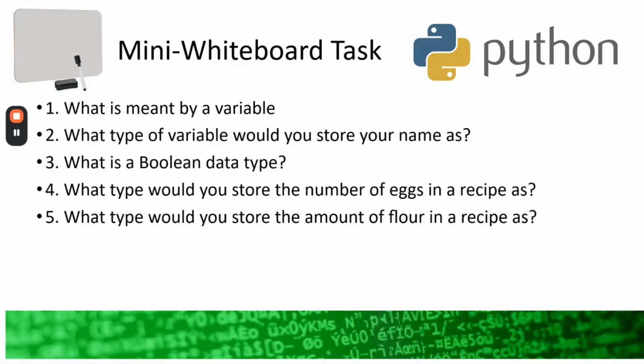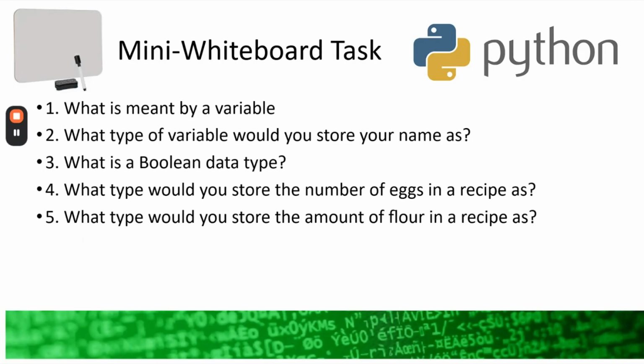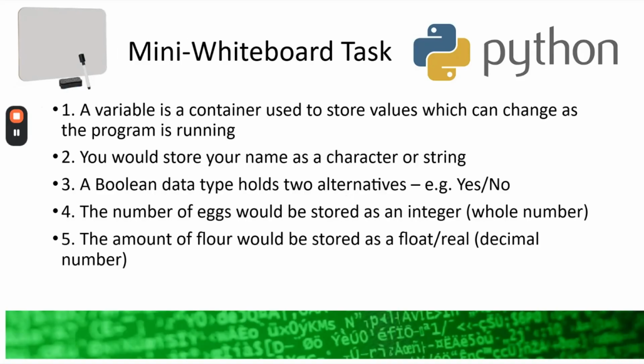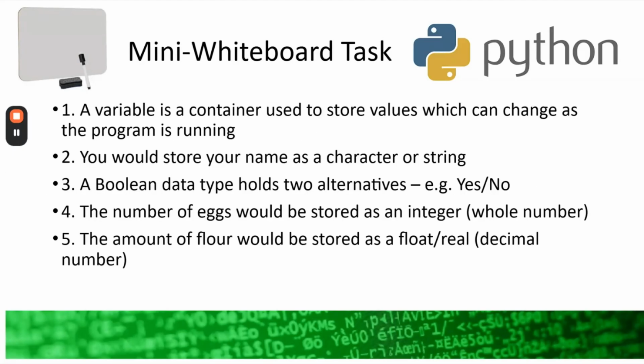What's a Boolean data type? Now, we have mentioned those as we've been going through. Boolean data types are ones that hold 2 alternatives, true, false, yes, no, that sort of thing. The next one, what type would you store the number of eggs in a recipe as? An integer, a whole number. You can't have half an egg. And what would you store the flour as? A decimal. Yes, and the name for a decimal inside Python is a float. In some other languages, it will be called a real number.